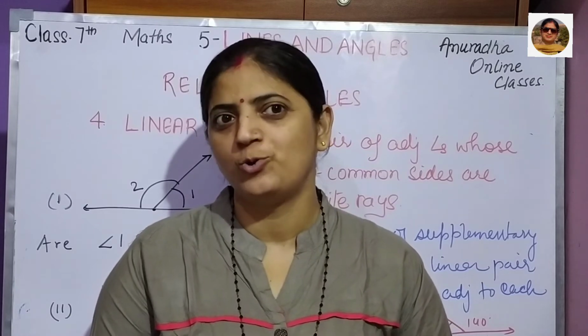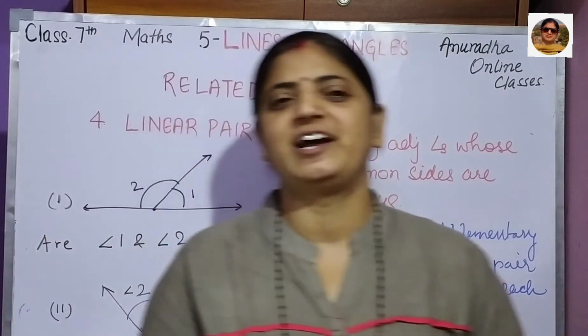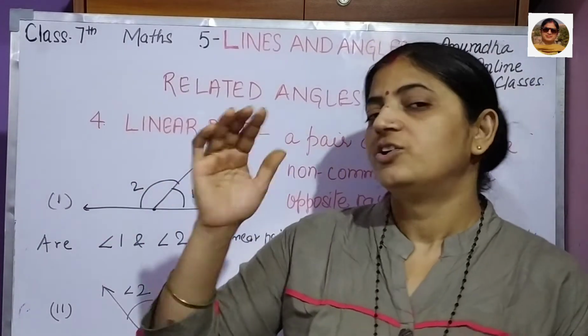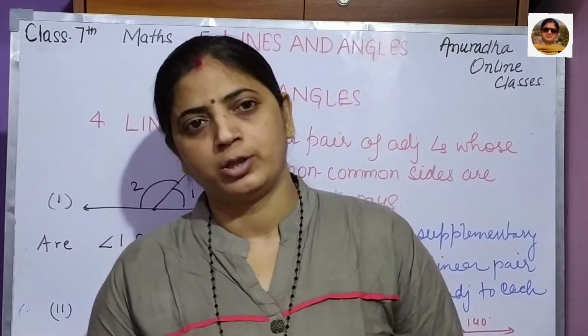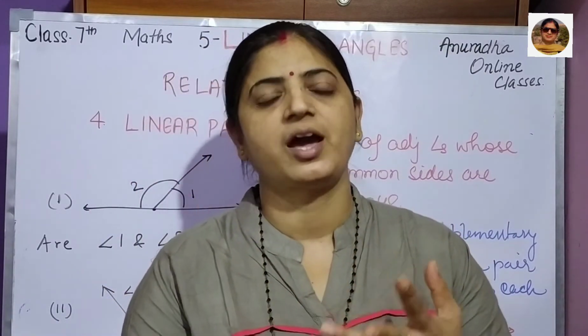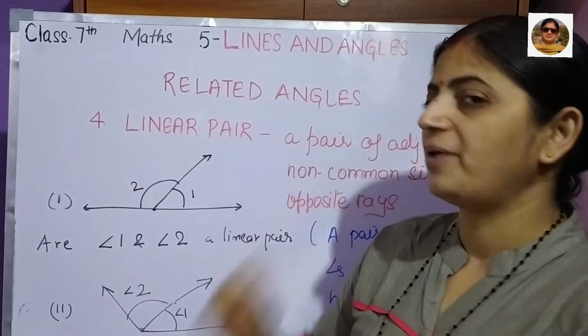Today I am with you with class 7, the same chapter, that is lines and angles. We were discussing the related angles, one by one. We have already discussed complementary angles, supplementary angles and adjacent angles. Now we are at linear pair.